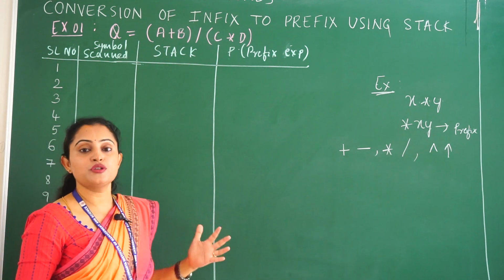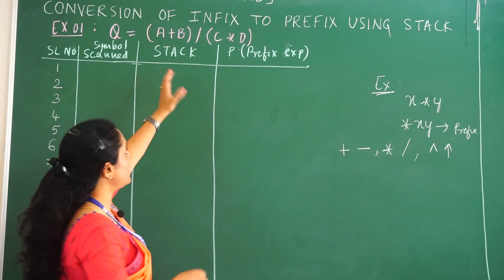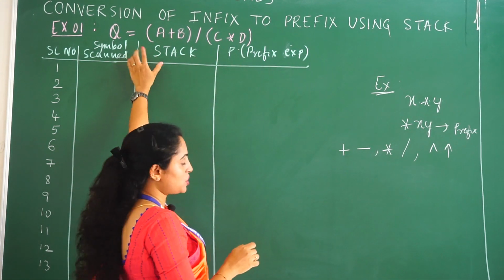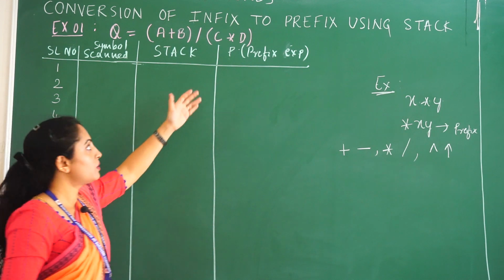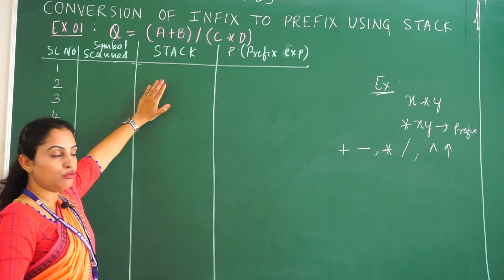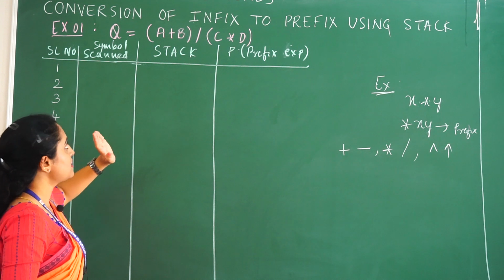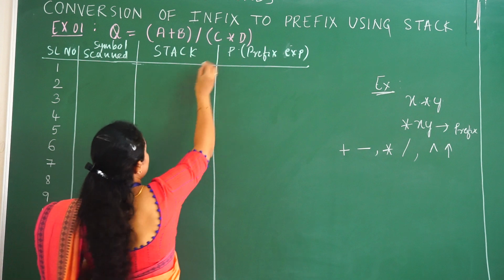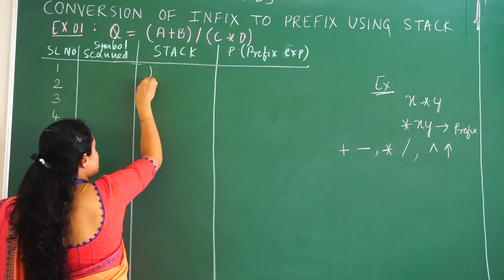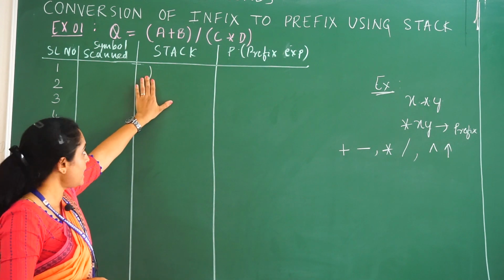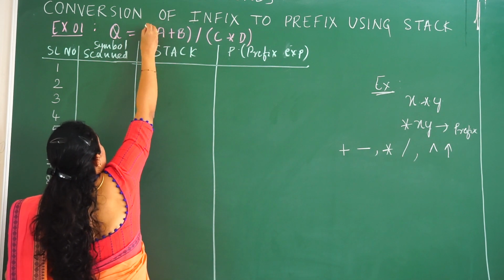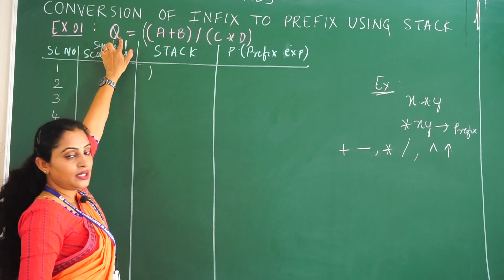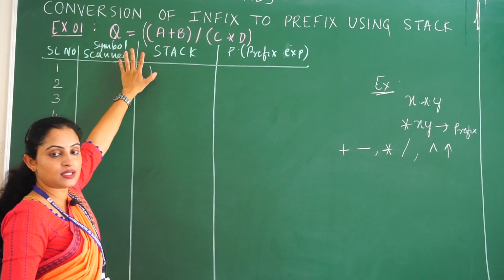If you have confusion in scanning from right to left, you can reverse the expression and then start, but I am not going to reverse it. I am scanning it from right to left. So before starting this expression, we have to push the right parenthesis into the stack, and put the left parenthesis in the beginning of a given arithmetic expression Q. So this is the first step of the algorithm.